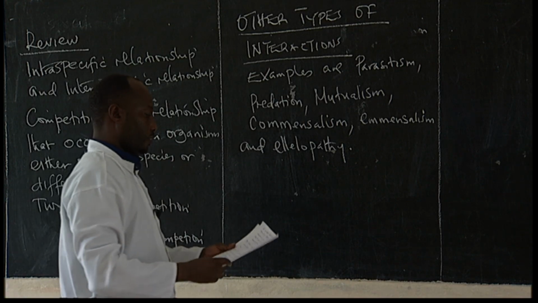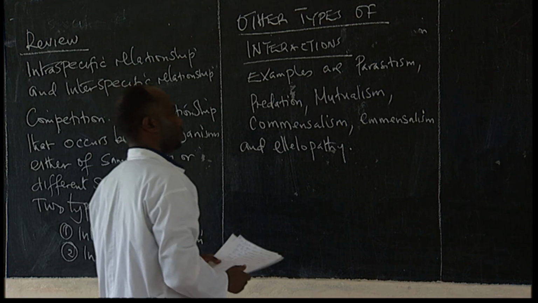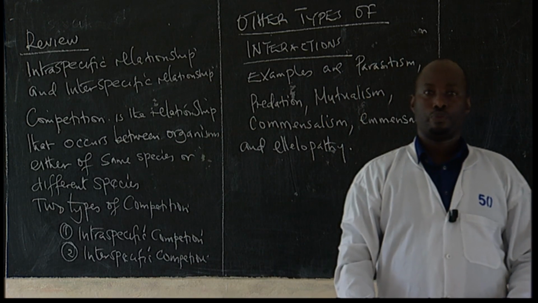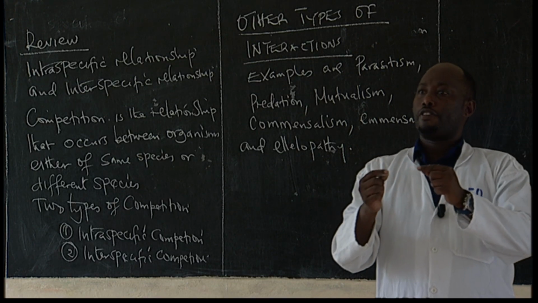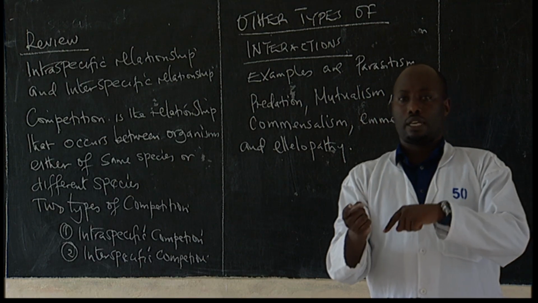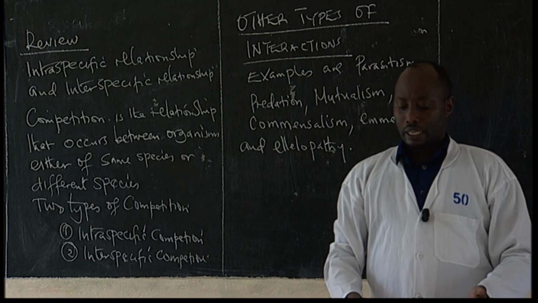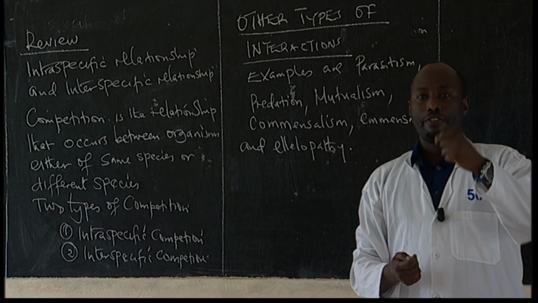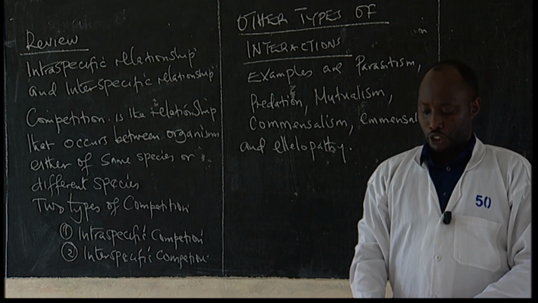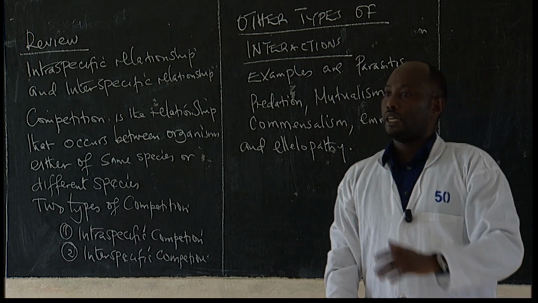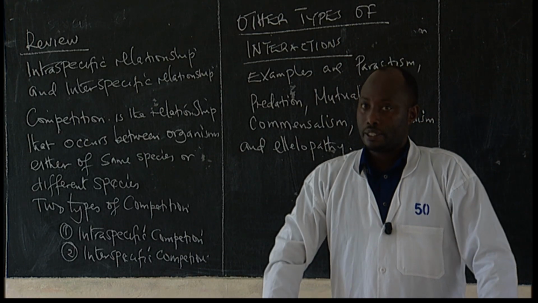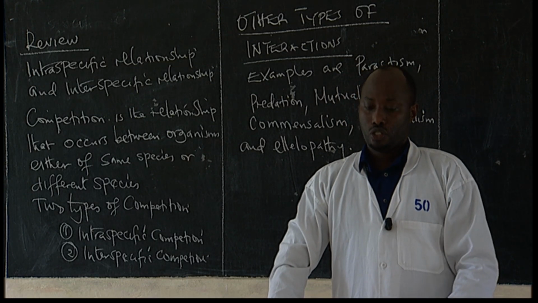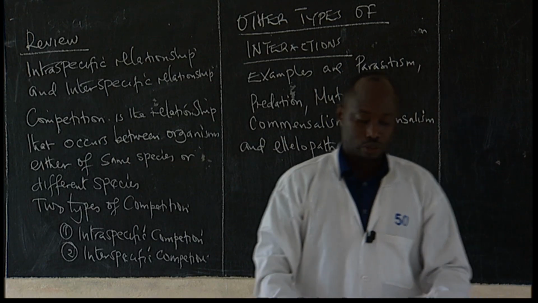Let's start with parasitism. What is parasitism? Think about it, and then define for me what a parasite is. Some organisms live in a relationship of being a parasite and being a host. So parasitism is a non-mutual relationship where one organism benefits and another one suffers. The one that benefits is referred to as a parasite. The one that suffers or is harmed is referred to as a host. Take this note and we have the examples.